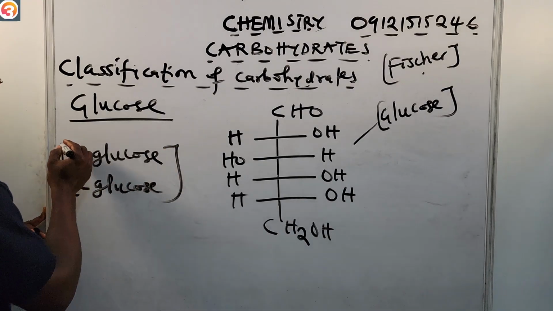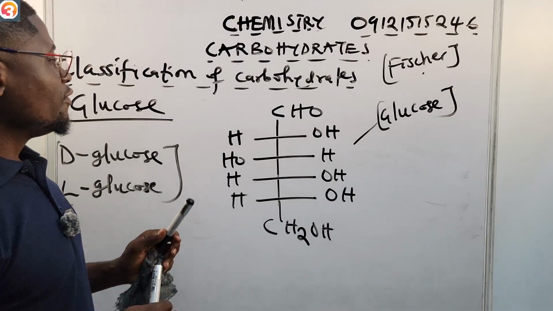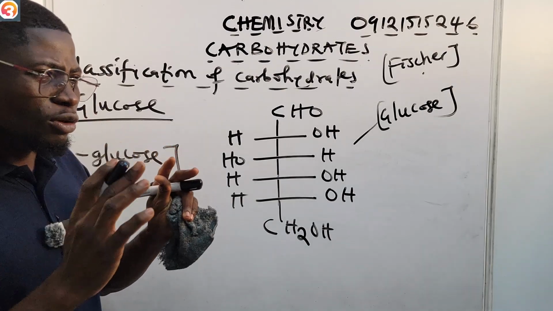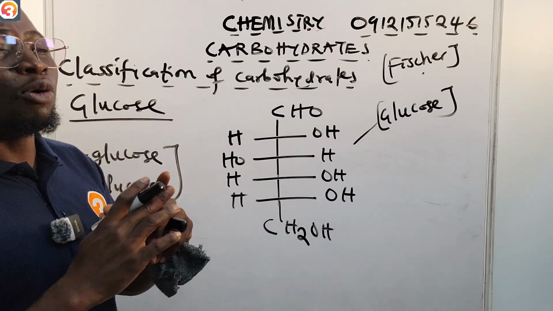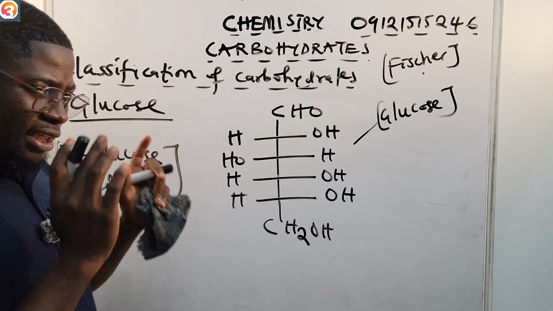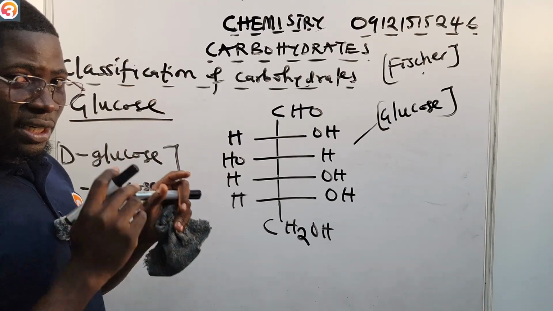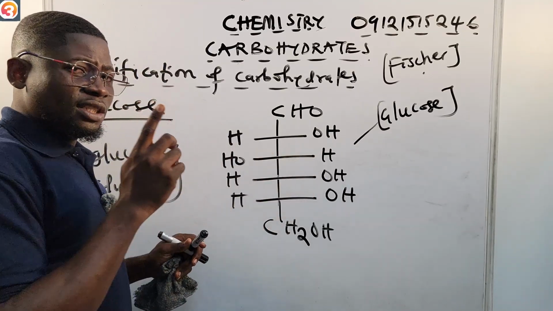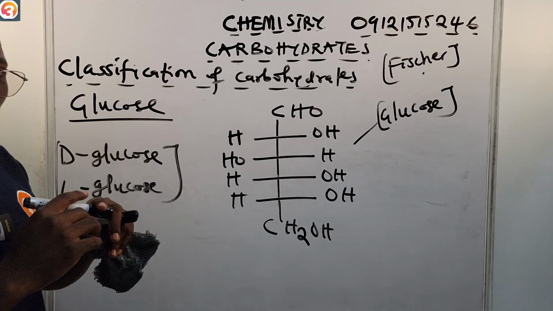Now, how do we differentiate between this D-glucose and this L-glucose? D-glucose is the most common isomer or projection of glucose. D-glucose is the one that is commonly found in nature. Take note of that. D-glucose is the most commonly found projection of glucose in nature. Now this is the D-glucose. The difference between the D-glucose and the L-glucose is not much. It's not very much.